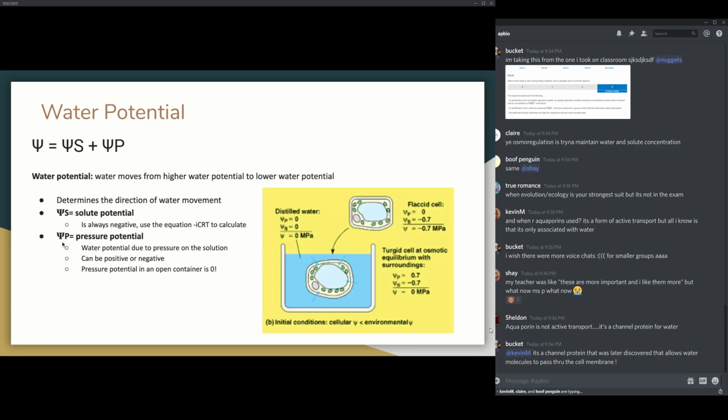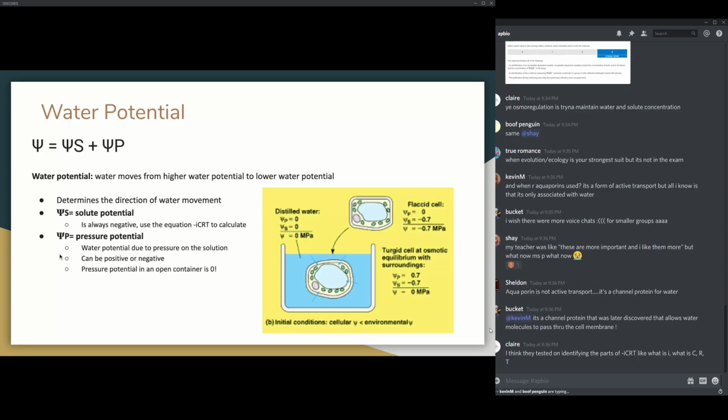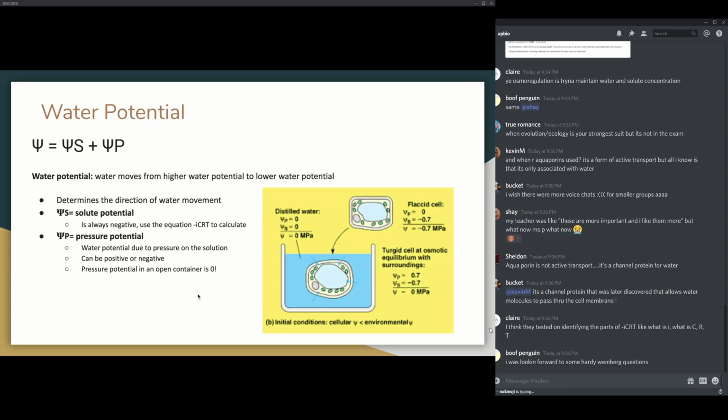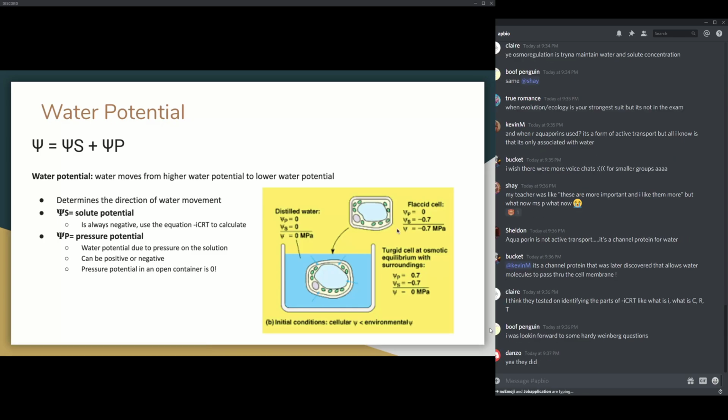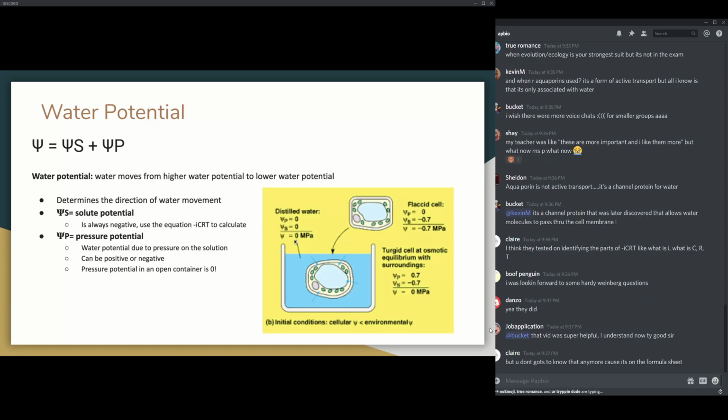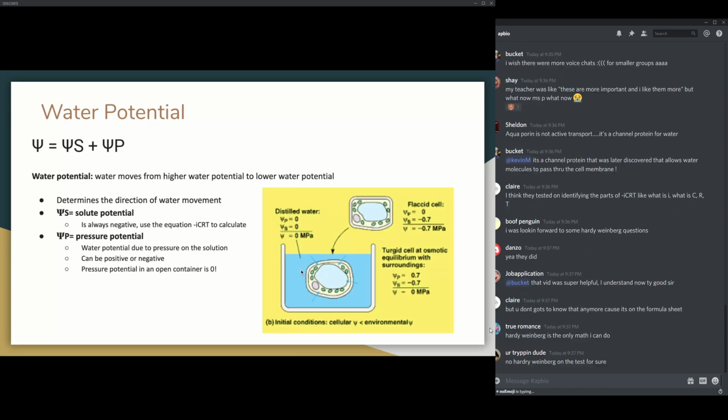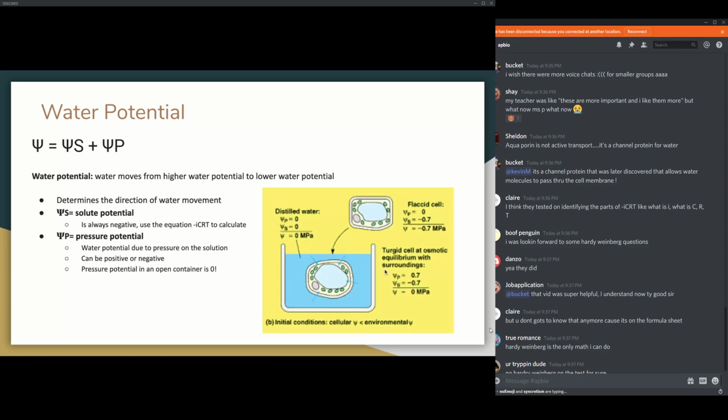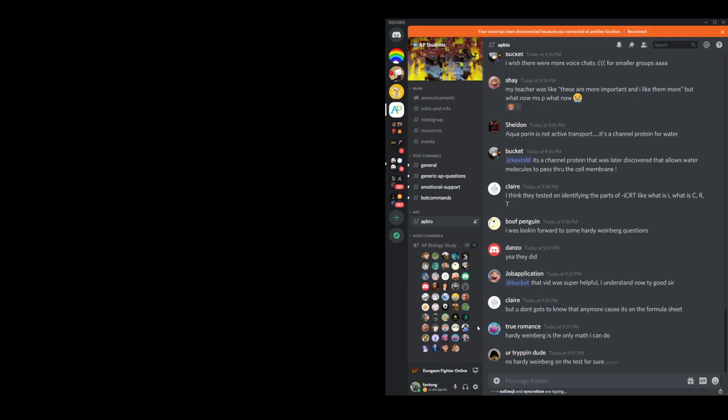And you also have pressure potential. Pressure can be both positive or negative, and something really important is that pressure potential in an open container is 0. So in this picture, if you dunk a flaccid cell with a negative 0.7 water potential into a solution of distilled water, which has a water potential of 0, you're going to see that water moves from a higher potential to a lower potential, which means the cell is going to reach a potential of negative 0.7.